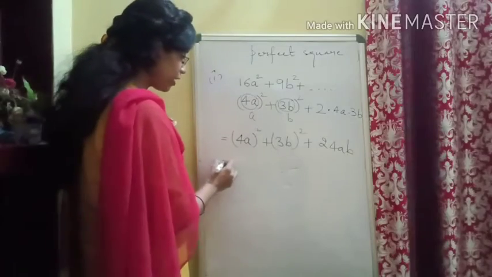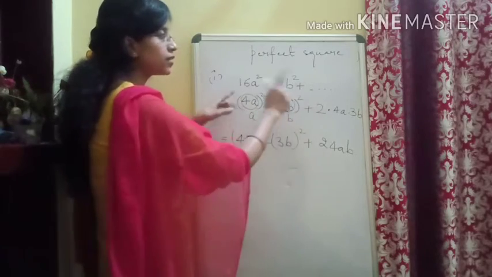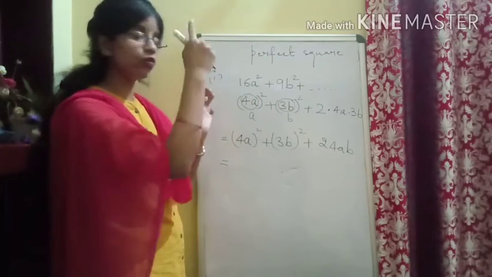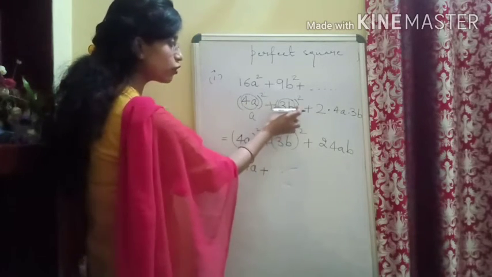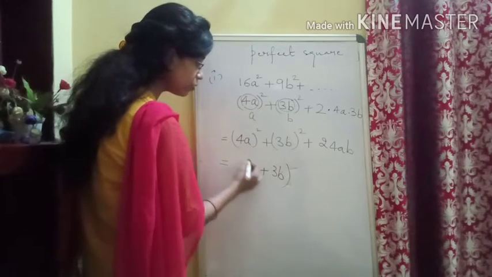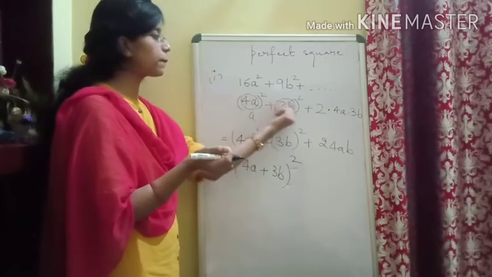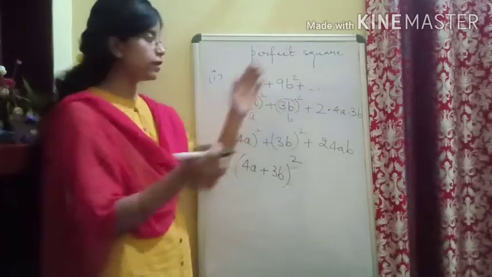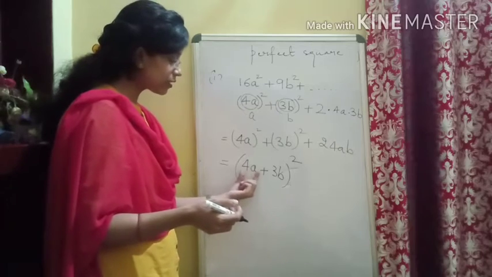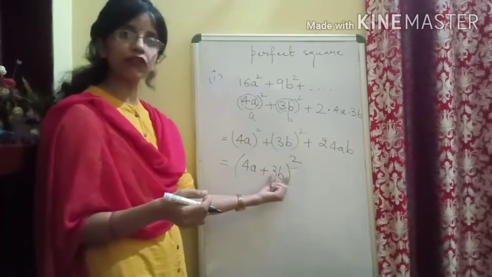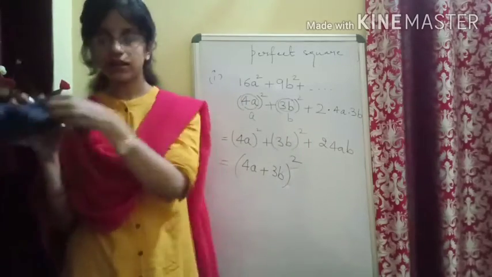Now we have to write it as a perfect square. What is our a? Since here it is all in plus, that means it is a plus identity, a plus b whole square. What is at the place of a? It is 4a, plus what is at the place of b? It is 3b and the whole square. Because when we expand the identity, we will get a square plus b square plus 2ab. So we have written it in form of a perfect square, where we have identified what is at the place of a and what is at the place of b. Okay, now let us see our next question.